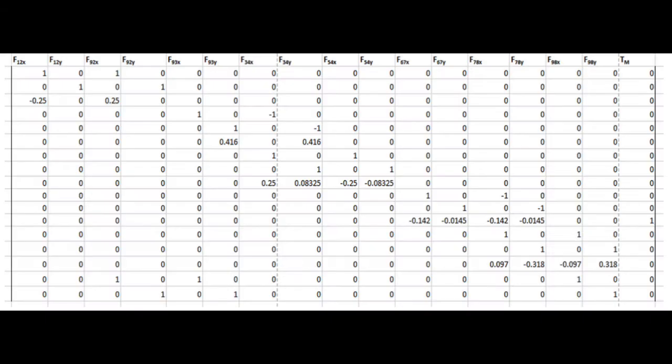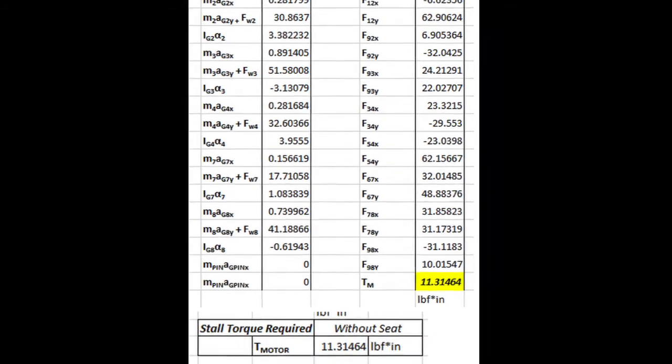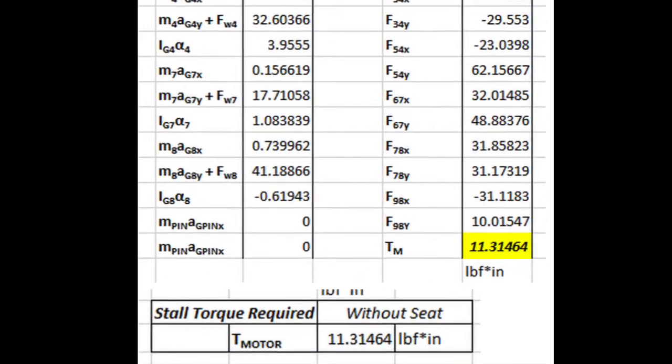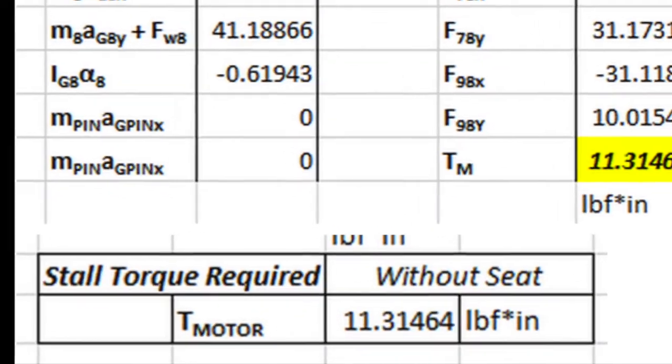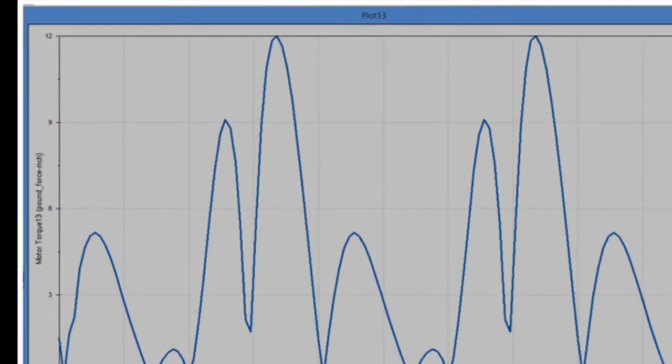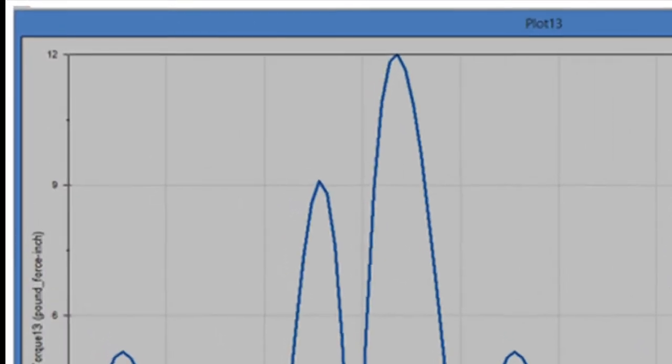Now the unknowns were equivalent to the number of equations and matrices were employed to find the solutions. The most relevant equation considered no applied load from the attached seat. The calculated stall torque was 11.315 pound-force inches. A SolidWorks motion analysis value of 12 pound-force inches was used for verification.